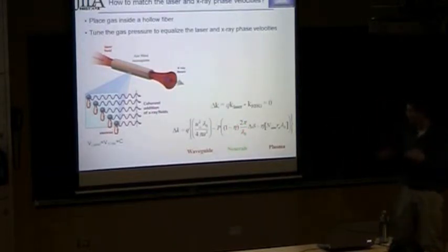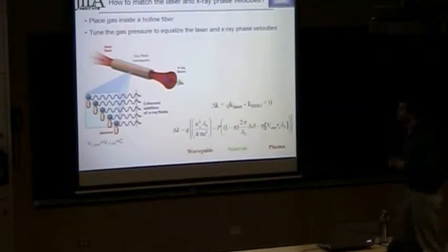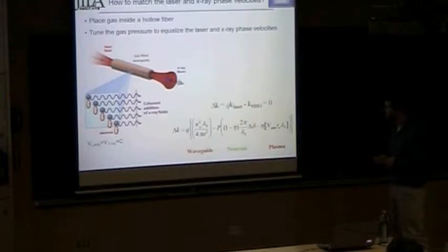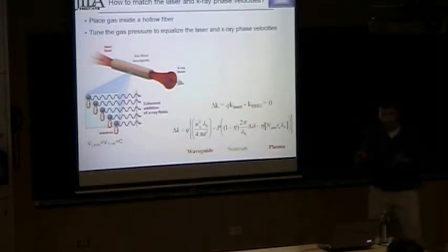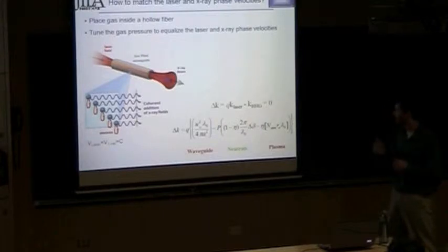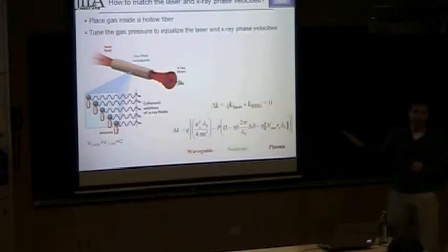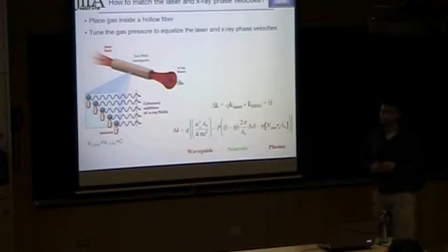So because of this, we're able to balance the different contributions because there's a relative pressure term. So by increasing the pressure, we can balance the phase velocity of the neutrals with the phase velocity of the waveguide and get good phase matching.